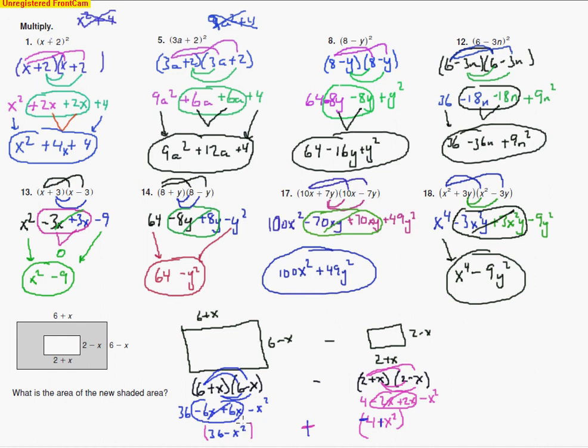So here we go ahead and collect some like terms. Let me rewrite what we've got: 36 minus x squared, and over here we've got negative 4 plus x squared. When I add this stuff together, the x squared's cancel out, and I'm left with 36 minus 4 gives me 32. So there it is. 32 units squared was the answer.